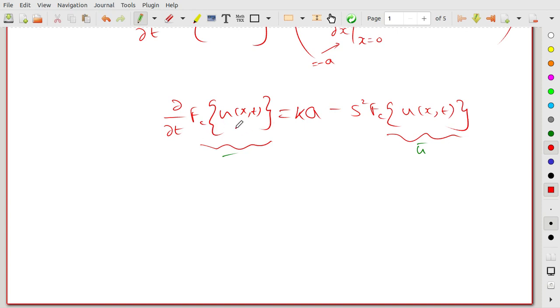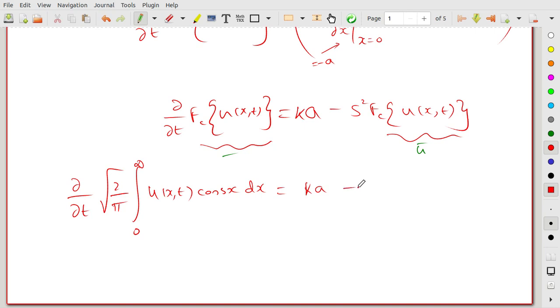let's try to write it in an explicit form, in the integral form. Therefore we can write this Fourier cosine transform as ∂/∂t of root 2 by pi integral 0 to infinity u of x comma t cos sx dx, right, equals ka times minus s square k, where k is common, and the Fourier cosine transform of this one is nothing but root 2 by pi integral 0 to infinity u of x comma t cos sx dx.